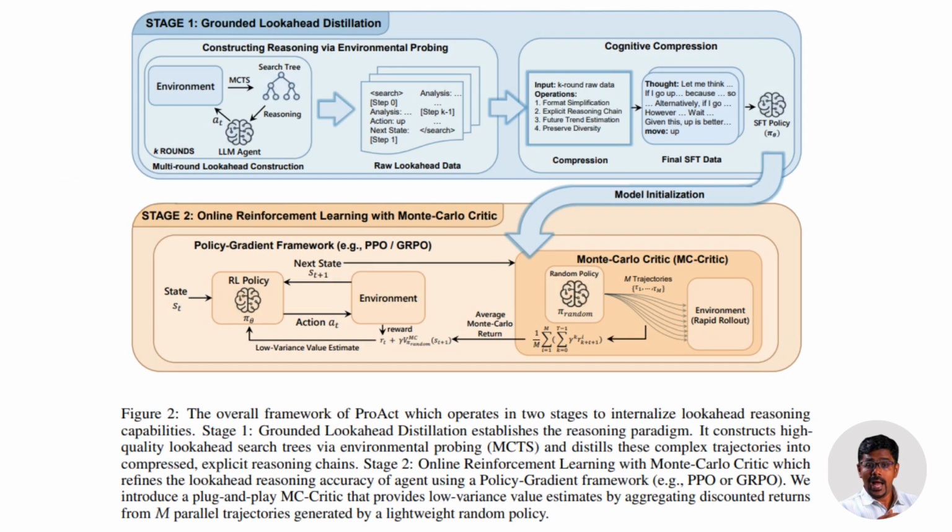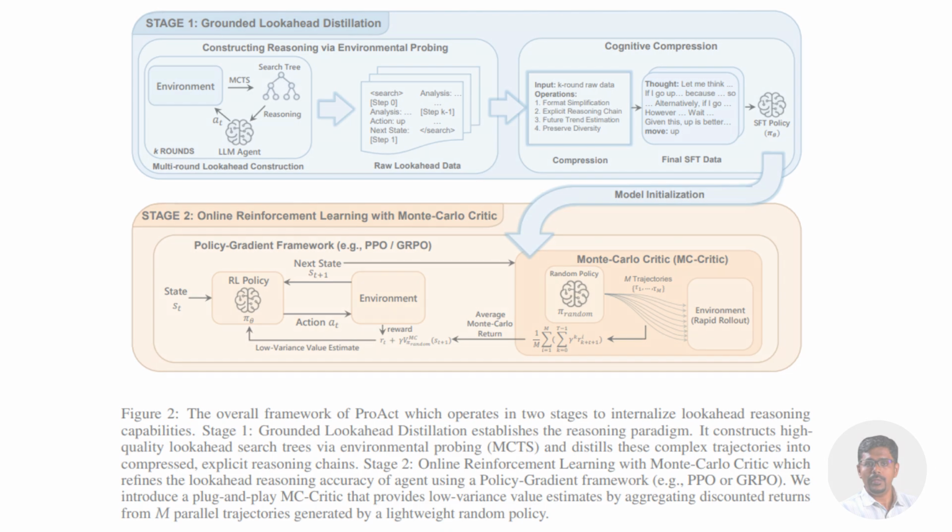Stage 2 fixes another hidden problem. Reinforcement learning needs value estimates, but LLMs are slow and noisy, which makes value learning unstable. So the authors do something clever. They don't train a neural critic at all. Instead, they run thousands of cheap environment rollouts using a random policy. This becomes the Monte Carlo critic. It's fast, low variance, grounded in reality, and it plugs directly into PPO or GRPO.